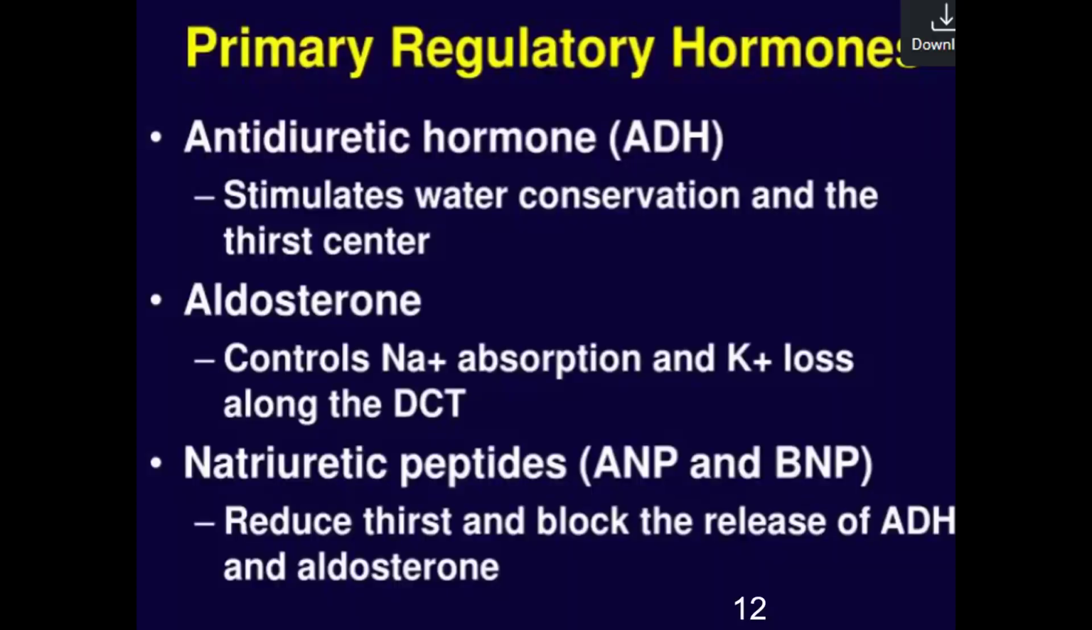So these are some important things that you want to remember. The antidiuretic hormone is going to help us conserve water. The more we release, the more it's going to conserve. It's also going to stimulate our thirst center. Aldosterone is going to control the absorption of sodium and water, and it also controls the loss of potassium. The natriuretic peptides, ANP and BNP, help reduce thirst and block the release of ADH and aldosterone.